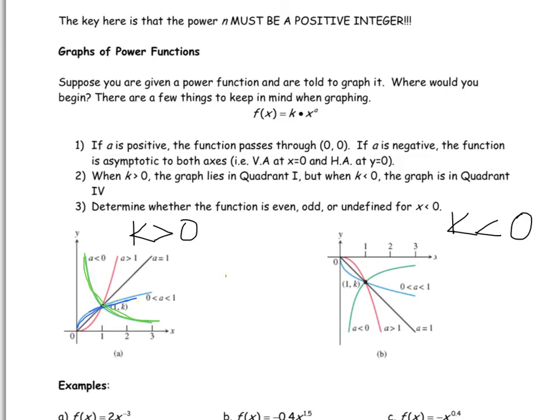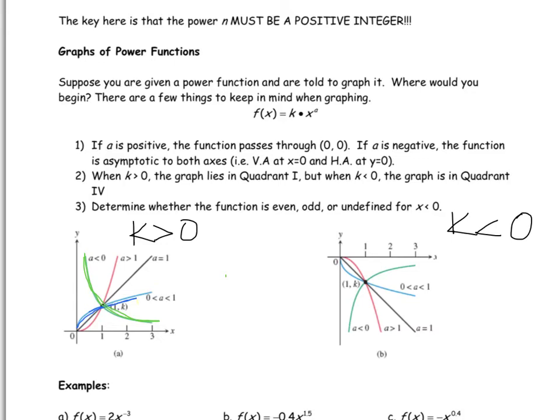Now the next step, in order to graph this, is to decide whether it's an even, odd, or undefined function. When we talked about even and odd functions, the cheat is if your power is an odd number, 1, 3, 5, 7, it is odd, and it's going to reflect about the origin. If your power is even, 2, 4, 6, 8, it is going to reflect about the y-axis. So you have to graph both parts of the function.